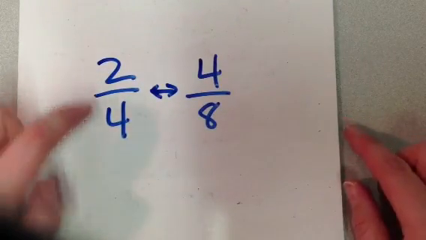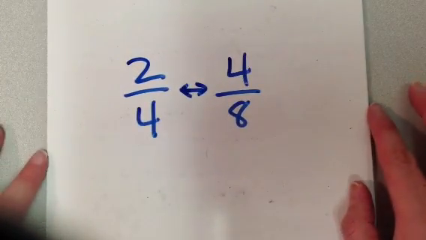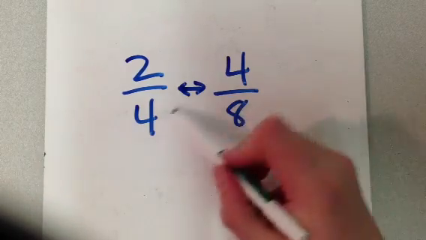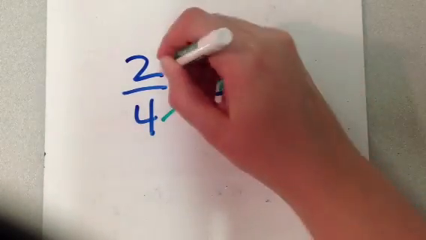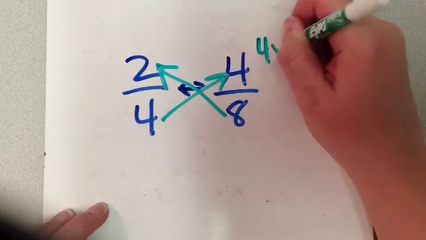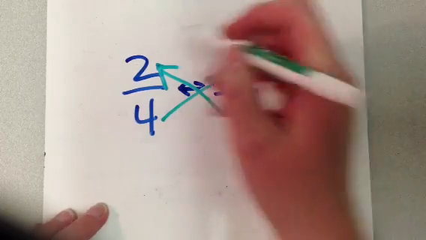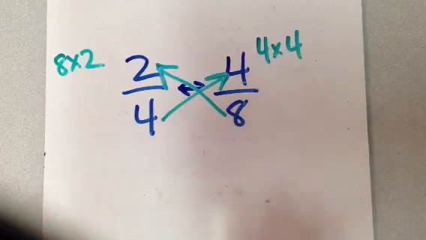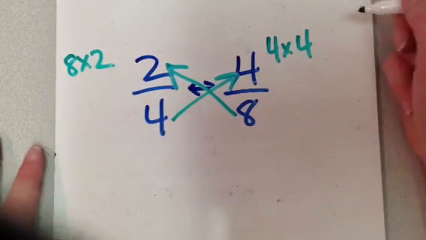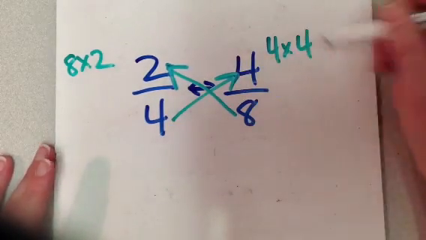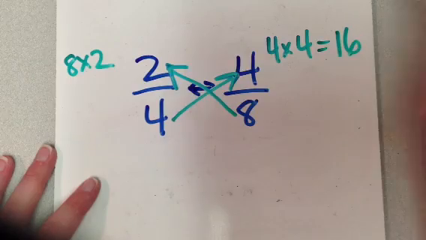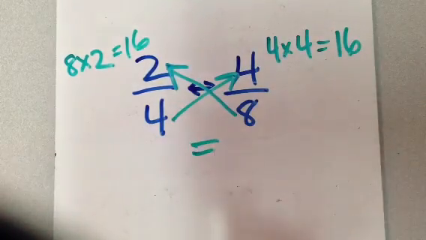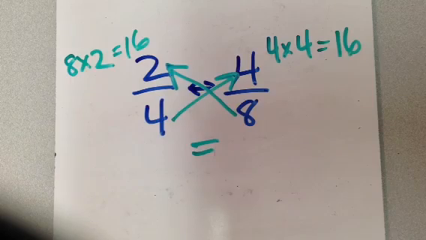I have a ratio of 2 to 4, and I want to see if it's equal to a ratio of 4 to 8. So again, I'm going to multiply across, multiply the numbers that are diagonal from each other. And then here I'm going to see, okay, so 4 times 4, that's 16, and 8 times 2, that's 16 also. So these two would be equal. Yay!